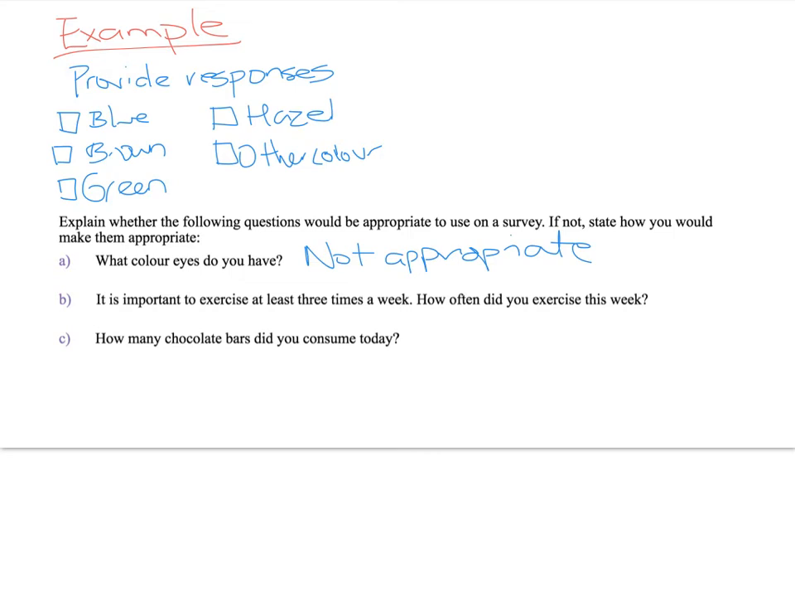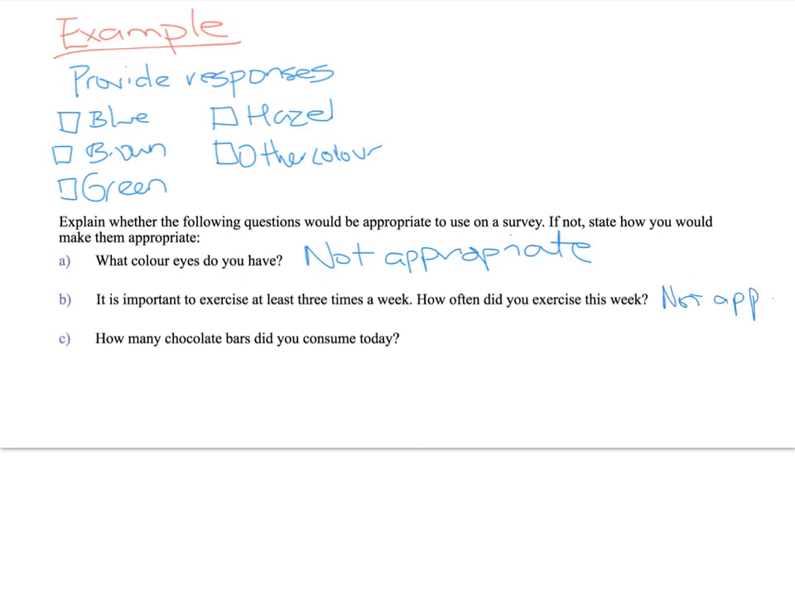Okay, so, it is important to exercise at least 3 times a week. How often did you exercise this week? This question is completely biased. It provides information that could influence a person's answer. This part here, it is important to exercise at least 3 times a week, that sentence is influencing a person to provide an answer that's not entirely accurate. They don't want to look like they're lazy. So this one is also not appropriate.